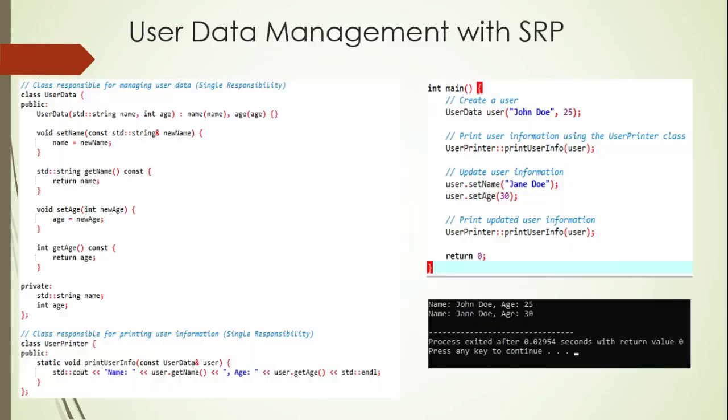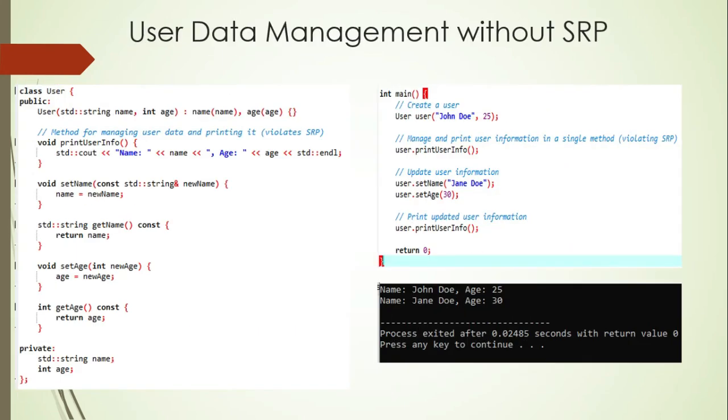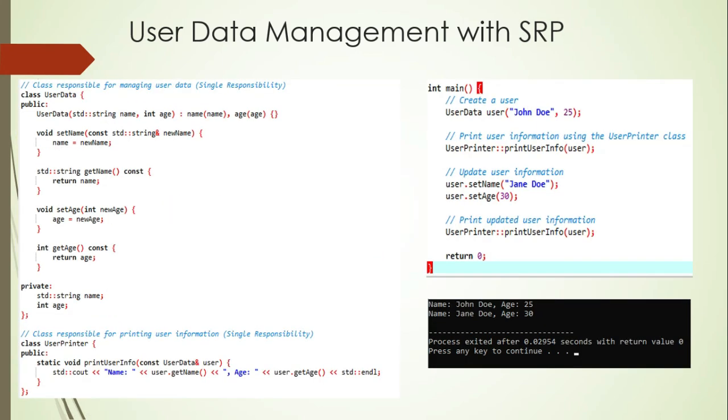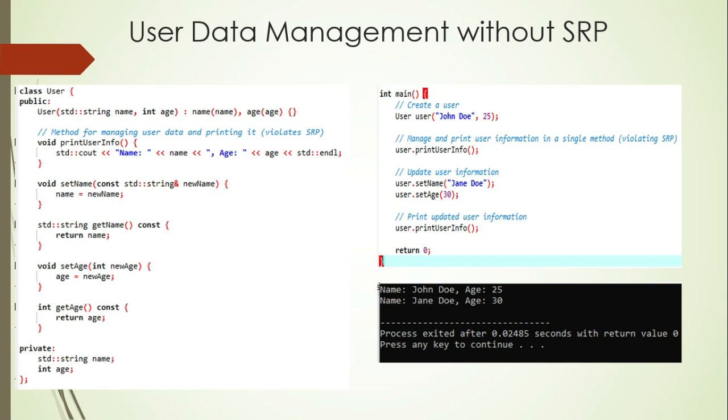Now we will compare this code to the previous one. You can see here the result is the same, the problem is also the same, and the main goal is also the same, but the difference between this code and the previous code is that this code does not follow SRP. Why? Because we have considered only one class, named User, which is dealing with two responsibilities. One is user management, and the other is printing the user information.